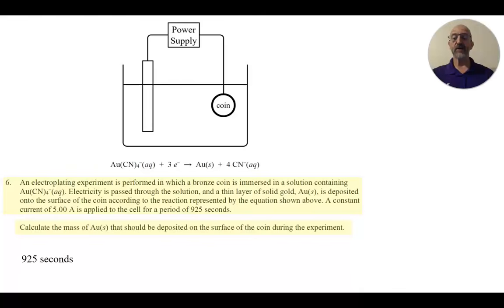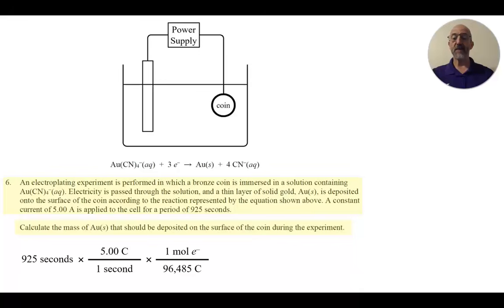So the first thing I will do is I will write down 925 seconds. Then I will use 5 amps. So 5 amps is 5 coulombs per second. But I have to write that 5 amps as a conversion factor. So it's going to be 5 coulombs on top and 1 second on the bottom. Now if I stop right now, I've got coulombs, but I need to connect this to moles of electrons. So here comes the Faraday's constant one more time. It's going to be 96,485 coulombs for every 1 mole of electrons.